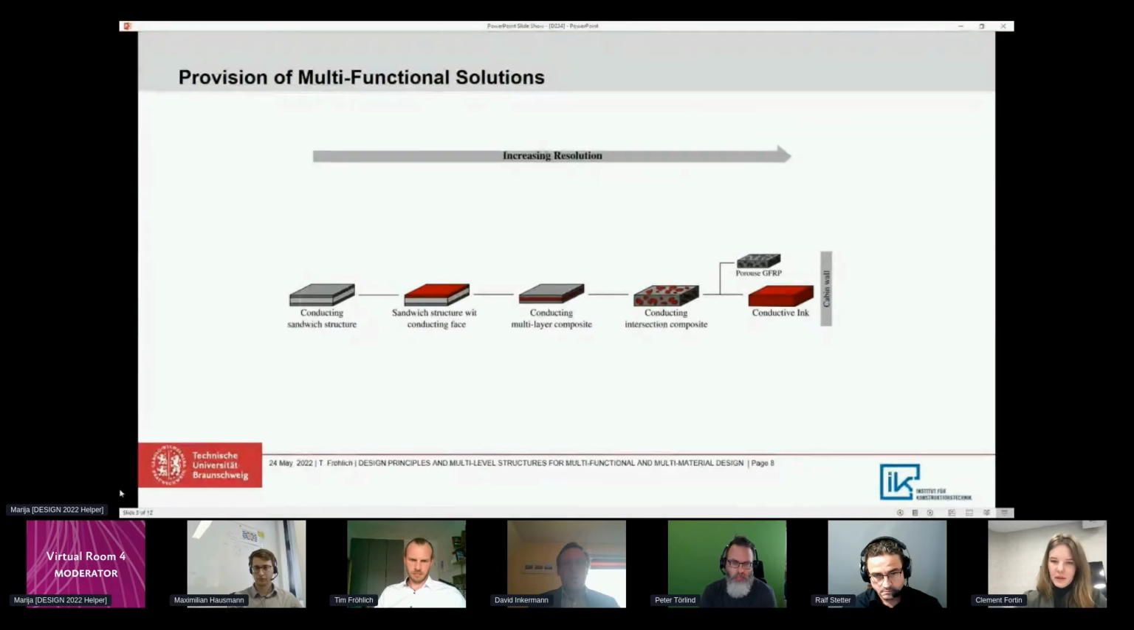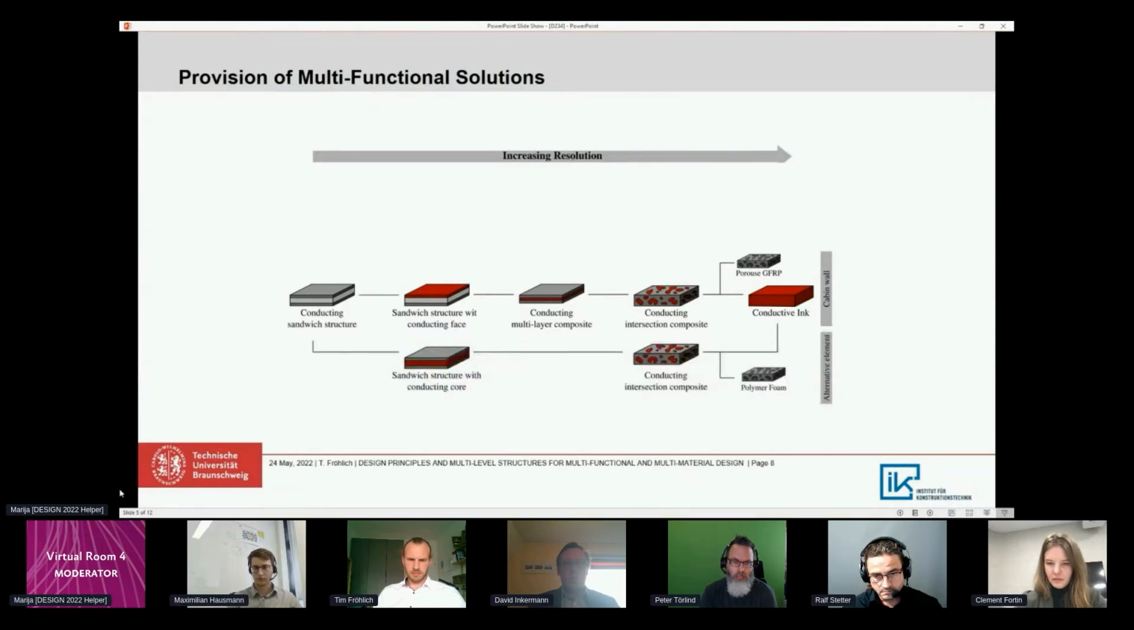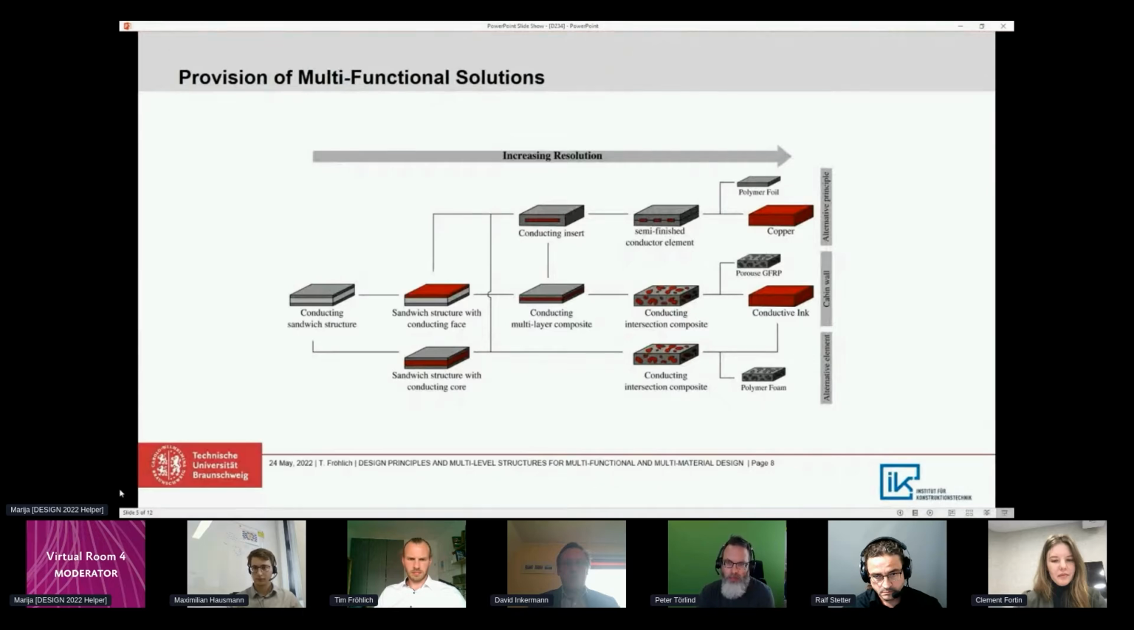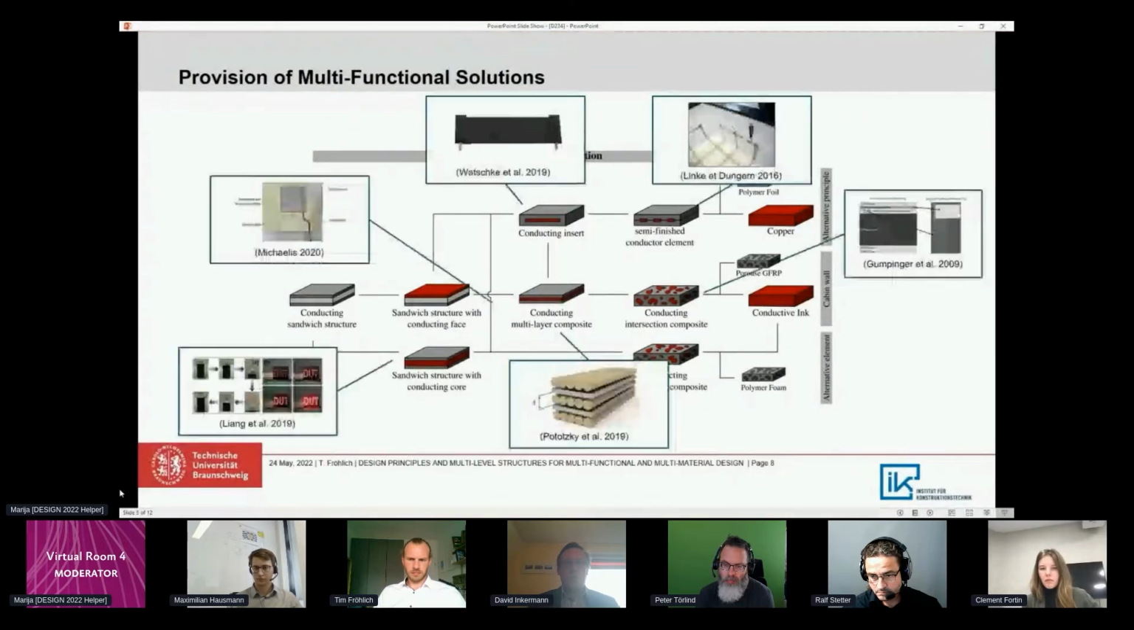So there's the opportunity to identify multifunctional solutions on different resolutions, such as for applications of conductive ink, which can also be applied in other design principles or other positions. Furthermore, examples for conducting multi-layer composite with different principles for the integration can be identified, such as an insert in case of a semi-finished conductor element from the example before. In this way, multifunctional solutions can be identified in a structured way on different resolutions.